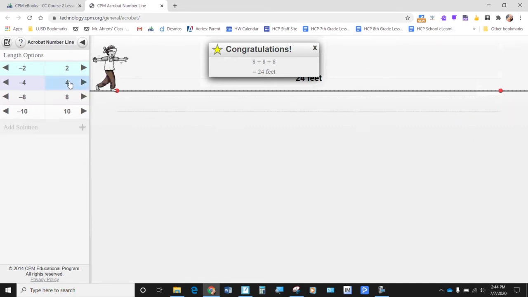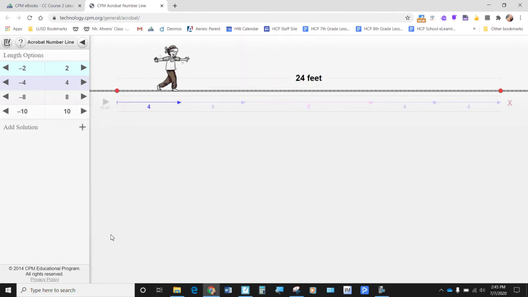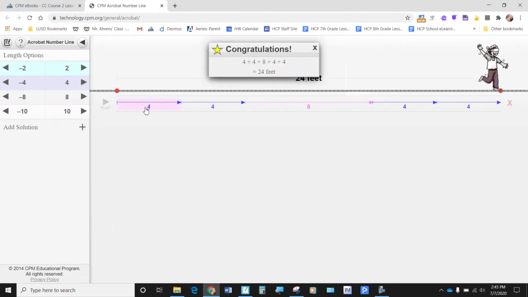If I wanted to go 4, 4, 8, 4, 4, that would work as well, right? Because it stops you right here. Press play. And this essentially becomes, do you see that number sentence right there? 4 plus 4 plus 8 plus 4 plus 4 equals 24. You'd want to copy that down and then draw this diagram.